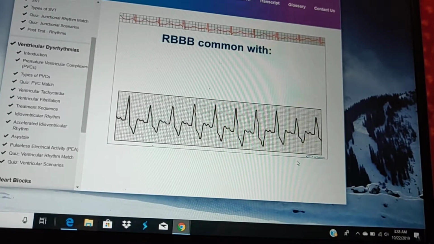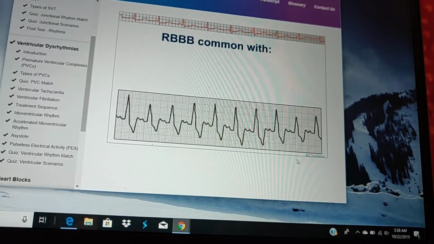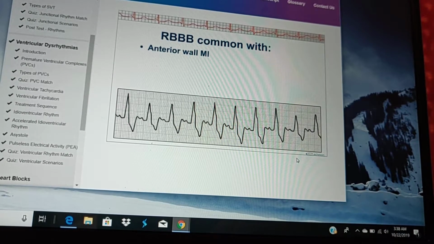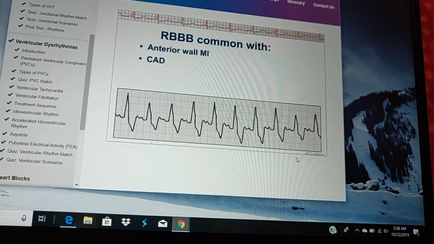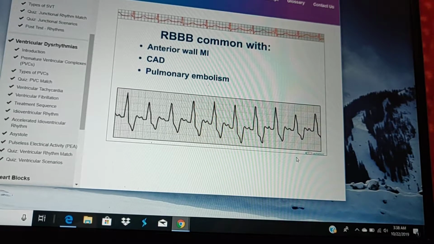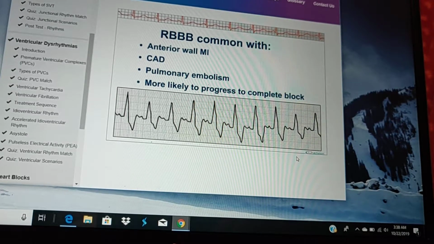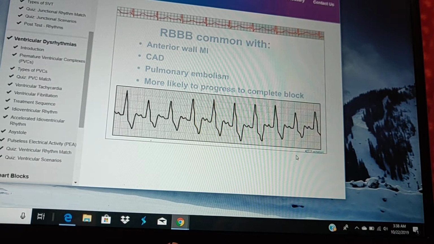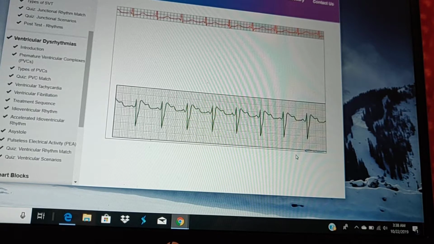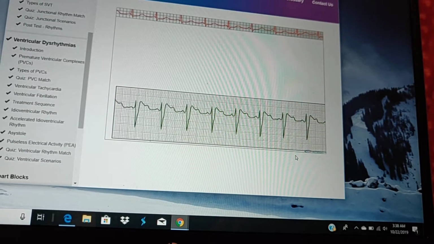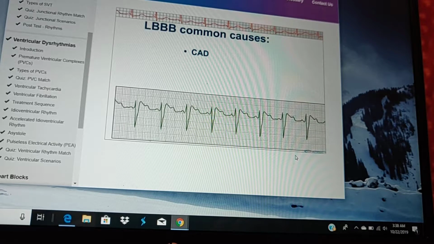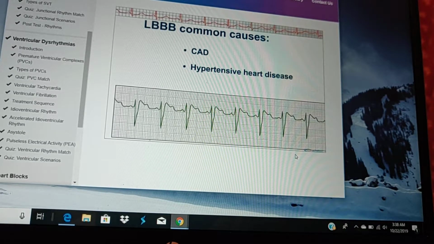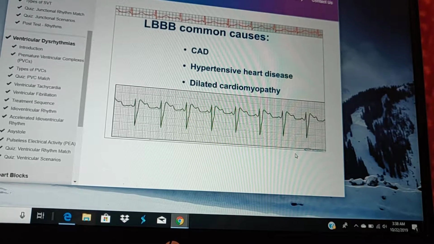A right bundle branch block most commonly occurs with some type of heart disease, such as an anterior wall myocardial infarction, coronary artery disease, or pulmonary embolism. It is also more likely than the left bundle branch block to progress to a complete heart block. The left bundle branch block can either be acute or chronic. The most common causes are coronary artery disease, hypertensive heart disease, and/or dilated cardiomyopathy.